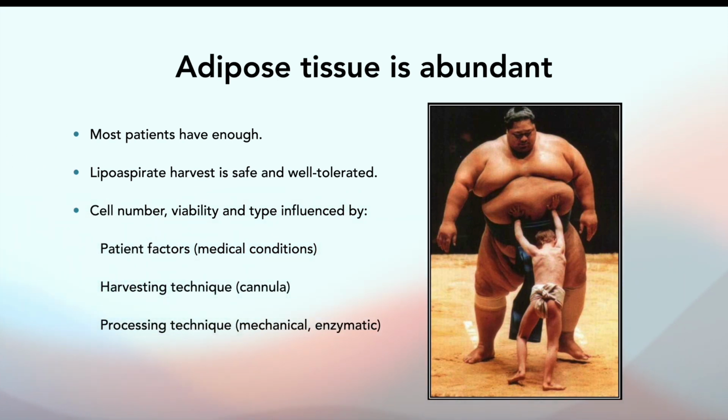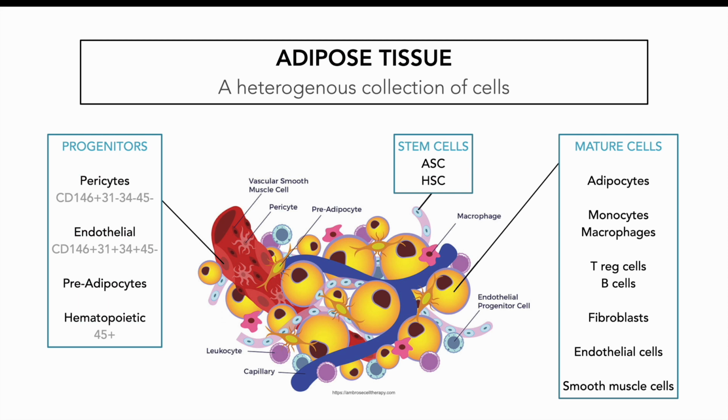Now, the adipose tissue really is a heterogeneous collection of cells, 90% by volume made up of the mature adipocyte. However, it also contains what's known as the vascular stromal portion of the adipose tissue, which contains both progenitor cells, such as the pericytes, endothelial progenitor cells, and preadipocytes, but also stem cells, such as the adipose stem cell and the hematopoietic stem cell.